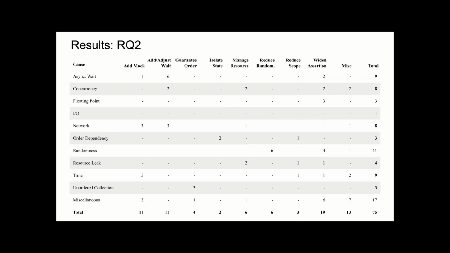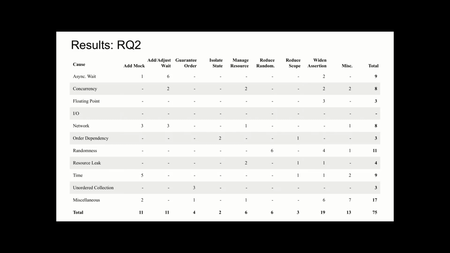This table shows the results of RQ2. The labels down the rows show the cause categories. The labels across the columns show the repair categories. Each cell shows how many commits were in that cause and repair category. Totals for the causes and repairs are in the final column and row respectively.